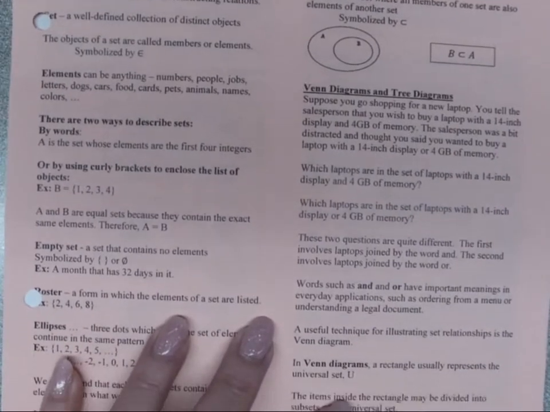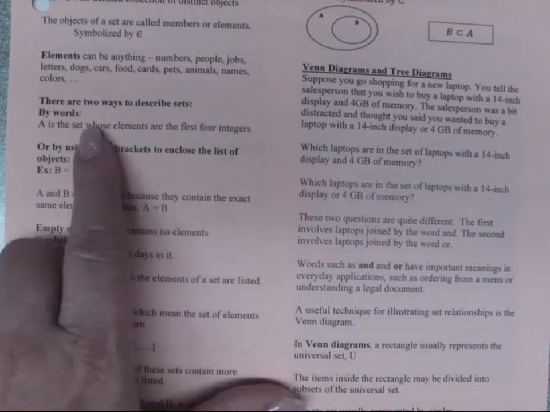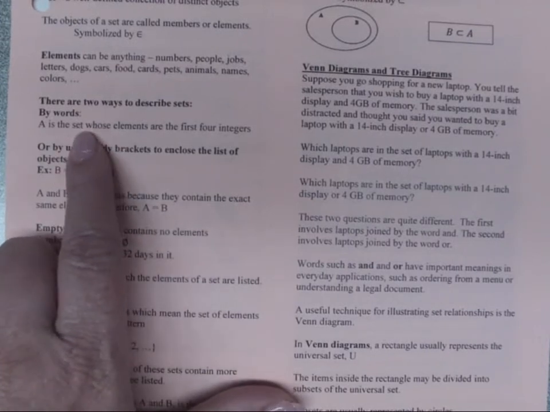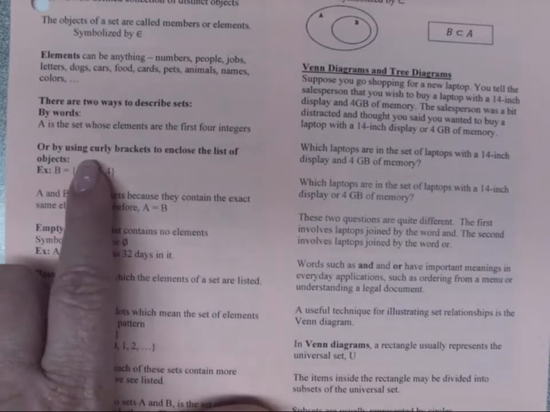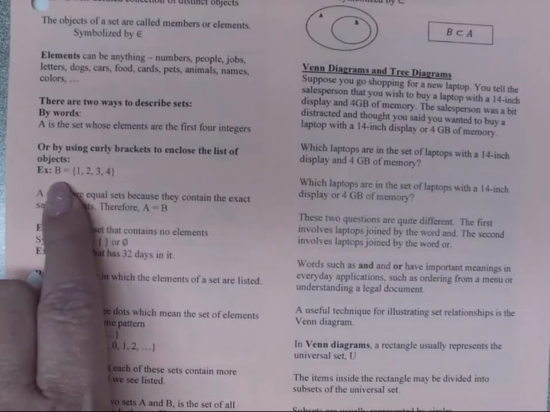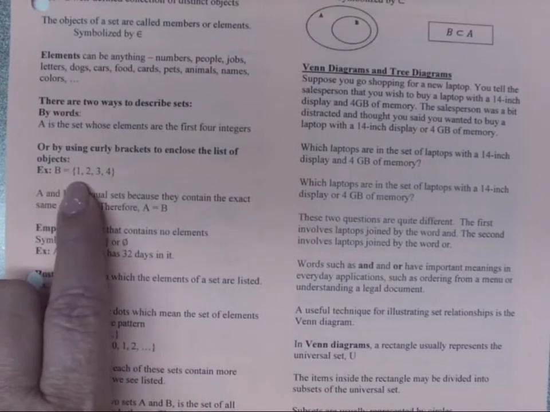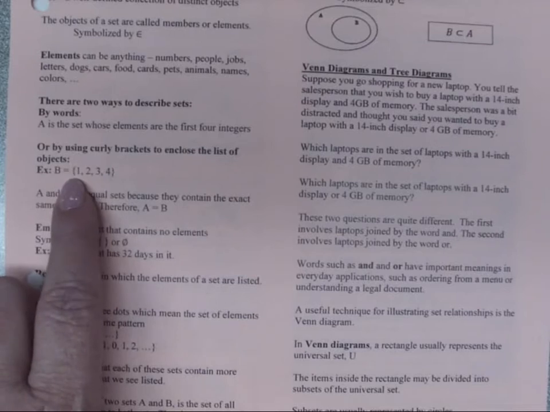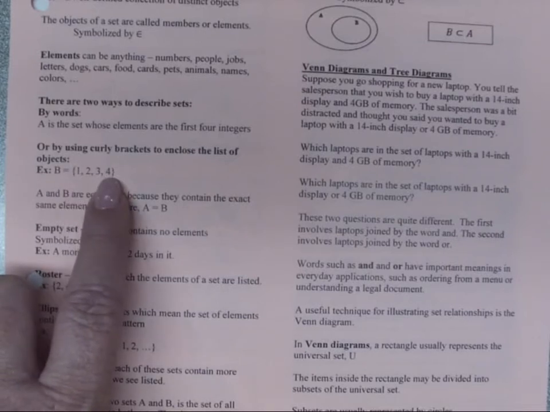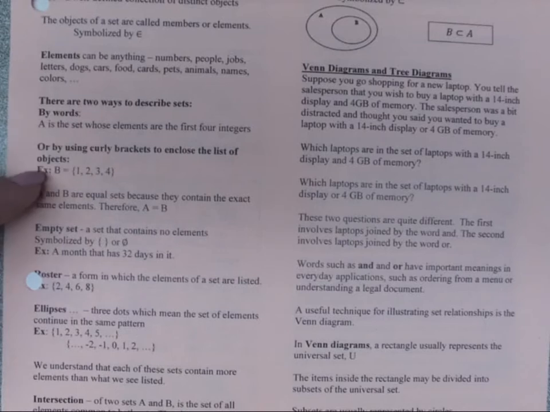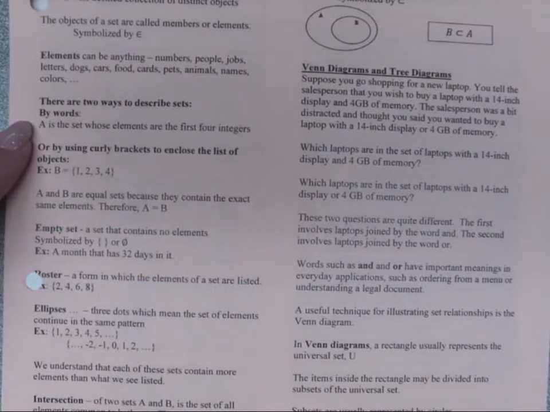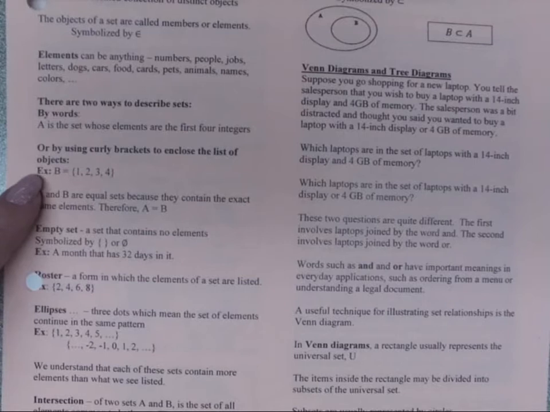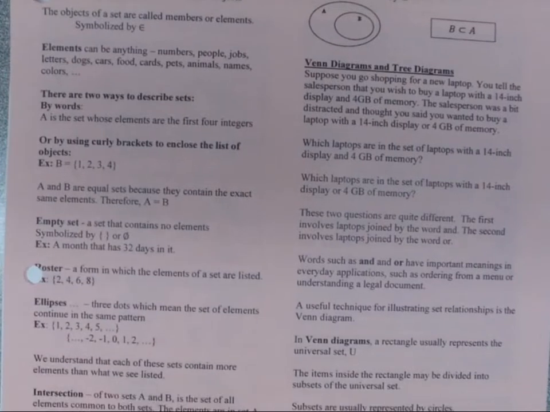There are two ways to describe sets. The first one is by words. So A is the set whose elements are the first four integers, or by using curly brackets to enclose the list of objects. So example B is equal to the curly bracket 1, 2, 3, 4. Now this set A and this set B are equal sets because they contain the exact same elements. Therefore, set A is equal to set B. This one we just described in words. This one is in curly brackets.